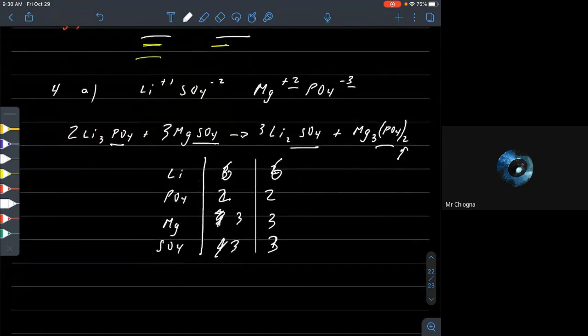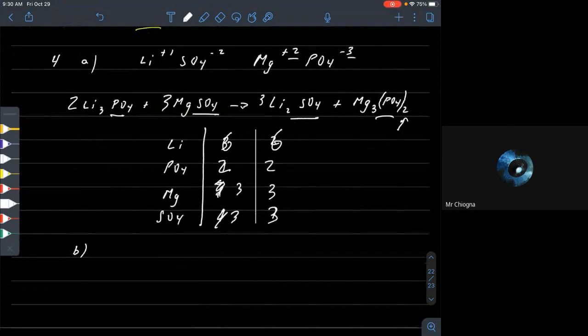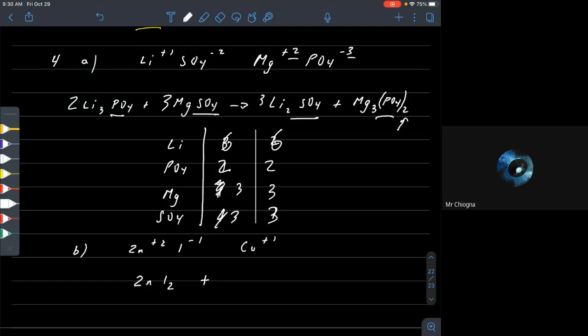Okay. With B, I'll show you how I come up with the formulas, and then I'll give you the answers. Zinc iodide. Zn is +2. You can look it up. Iodide, -1. Okay, copper 1 nitrate. Crisscross here. ZnI2 plus copper 1 nitrate, Cu1 nitrate -1. Just write down the formula, CuNO3. No crisscross needed.